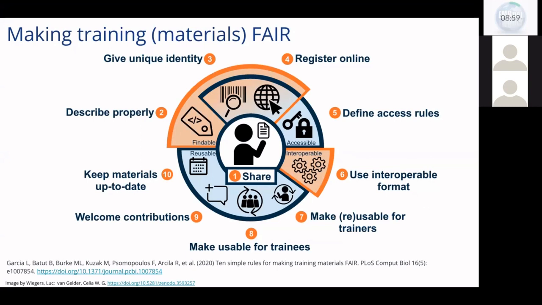These discussions about adapting the FAIR training principles started to happen in one of the Elixir all hands meetings around 2017, 2018, and continued on in the Elixir FAIR training working group, ultimately leading to the publication of the 10 simple rules for making training materials FAIR paper, which came out last year. This is the figure from the paper, which gives you an overview of what those 10 simple rules are. I'm not going to go through that today, but I have put a link down here on the slide if you'd like to read it in more detail.